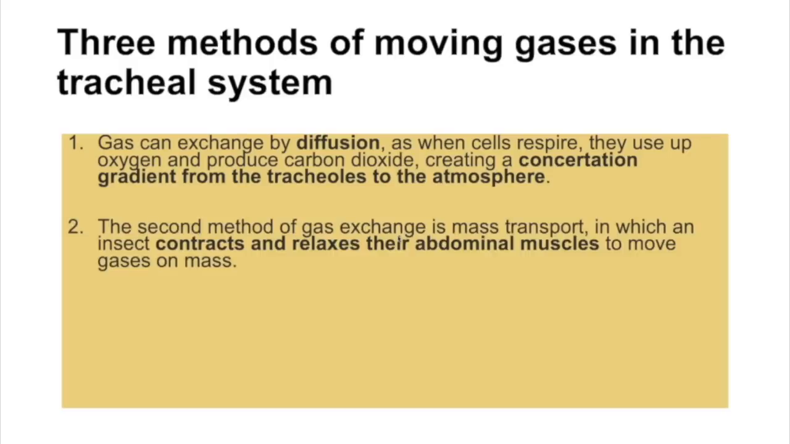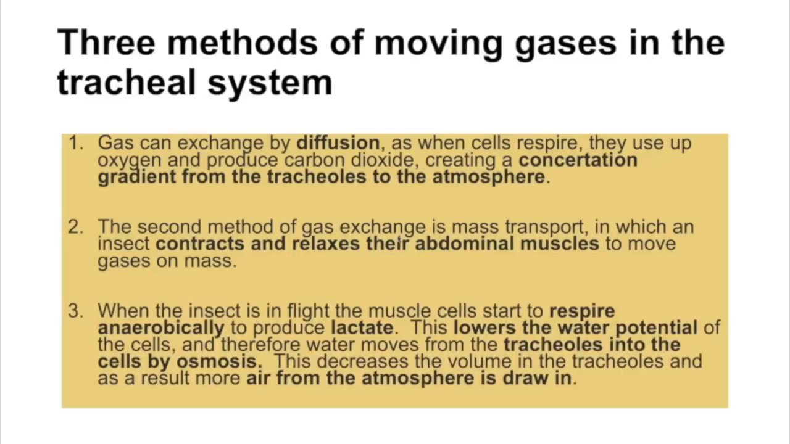The second method of gas exchange is mass transport. This is slightly similar to ventilation in humans, in that the abdominal muscles can contract and relax. That is a way to ventilate, to move gases en masse in and out of the tracheal system.